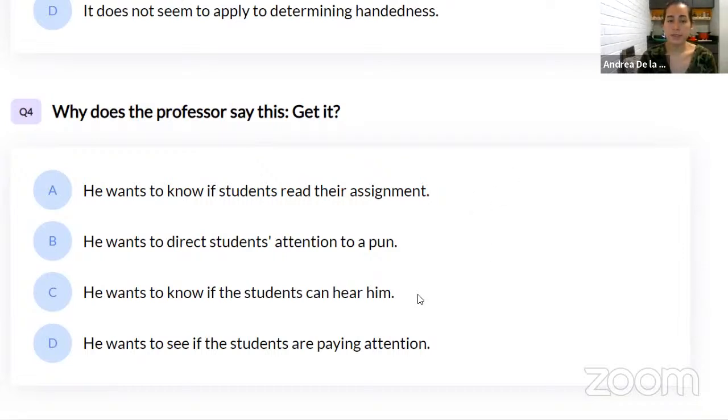Why does the professor say get it? Okay, Henry says D. He wants to see if the students are paying attention. Okay. Maria says B. He wants to direct students' attention to a pen. Ricardo also says B.